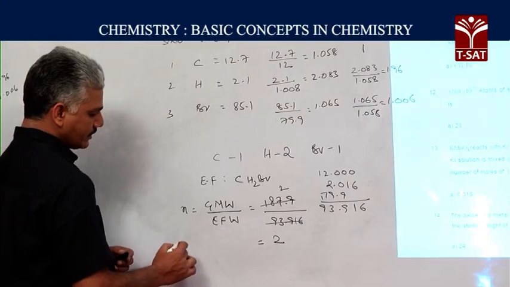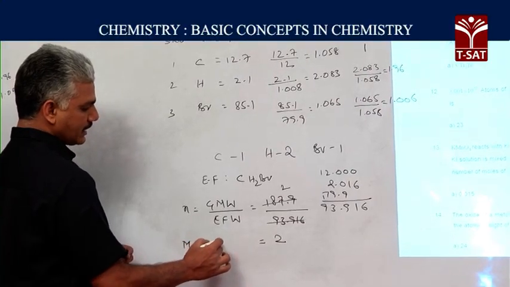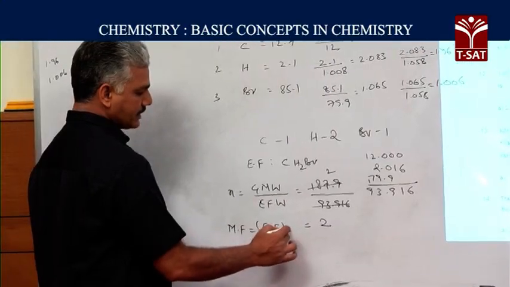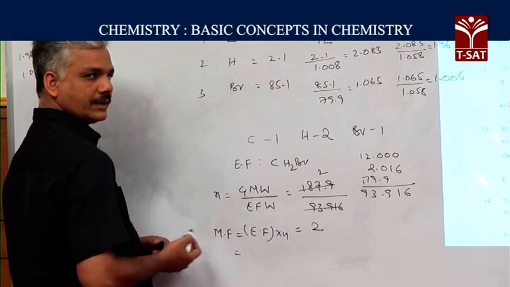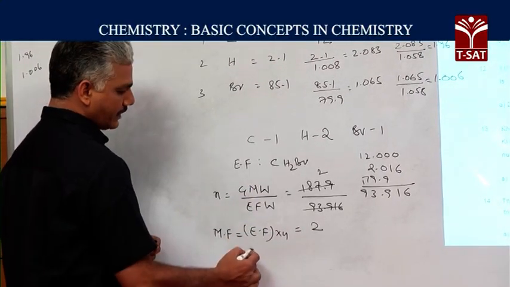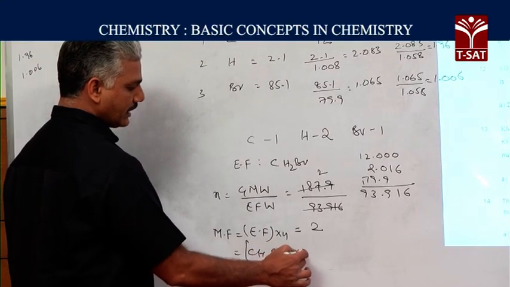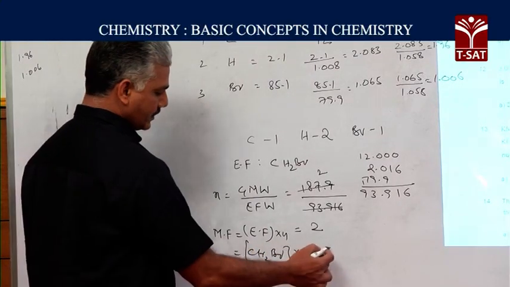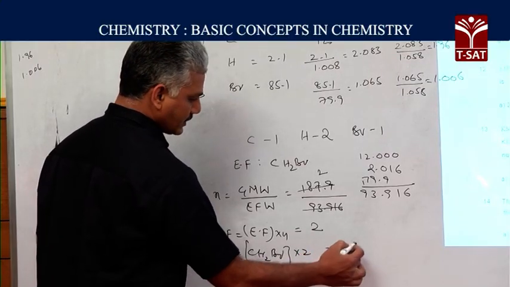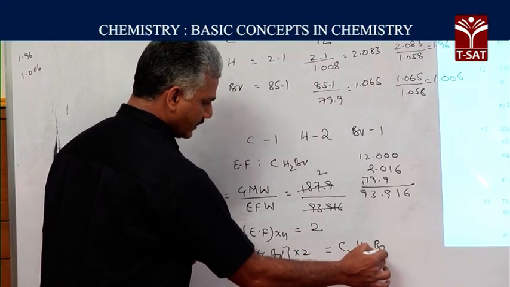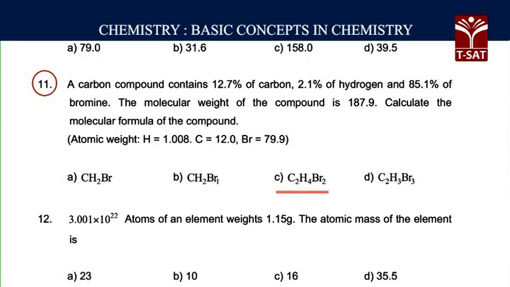When n factor is 2, molecular formula is calculated by using the relation empirical formula into n factor. Empirical formula came out to CH2Br. It has to be multiplied now with 2. So, the answer is finally C2H4Br2. The third option, C. So, for the 11th problem, correct answer can be taken as C.